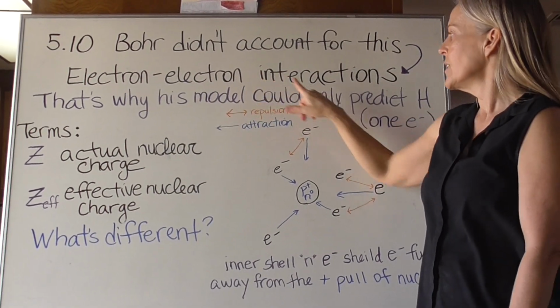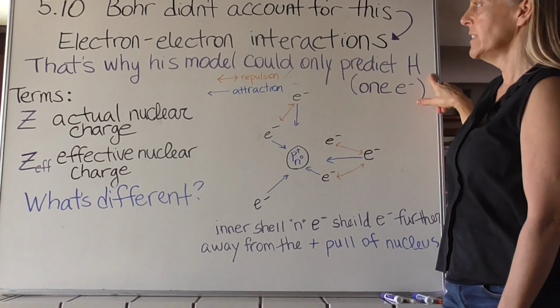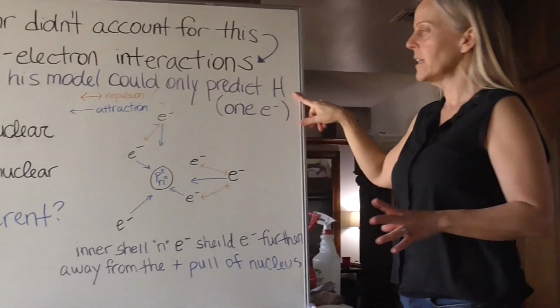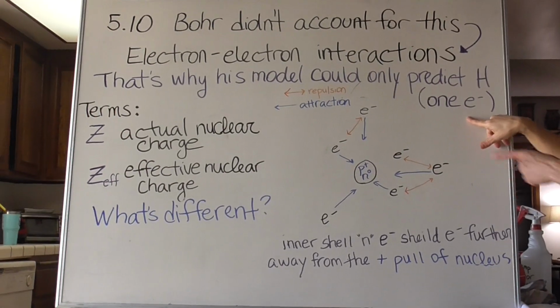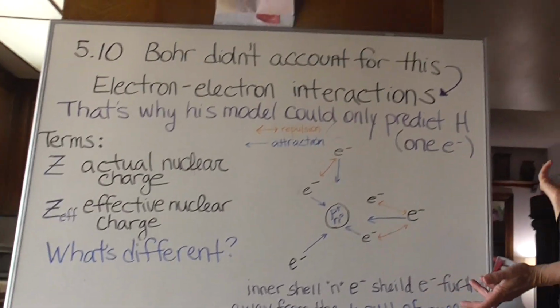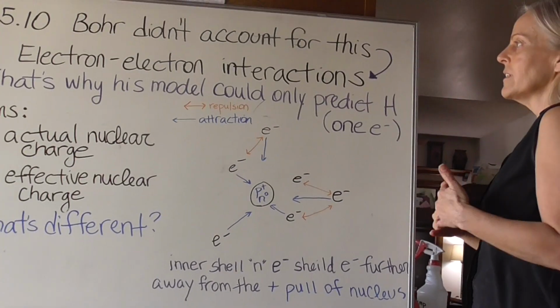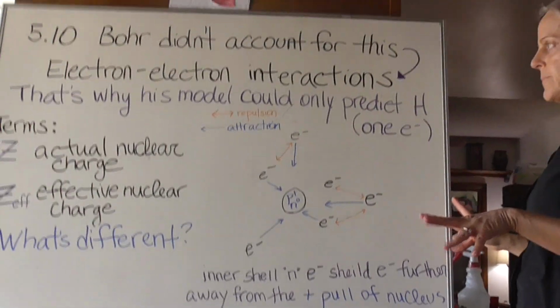So that's why it worked for hydrogen, the element that has one electron in it, because it didn't have any electron-electron interactions. It was just one electron that was there. But when they got up to more than one electron, this is what happened.